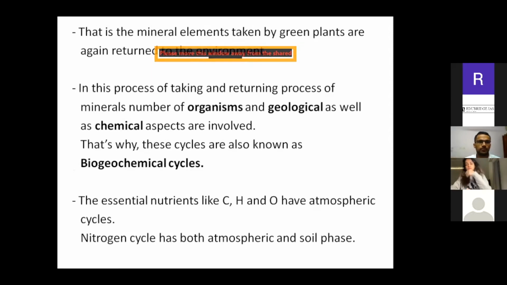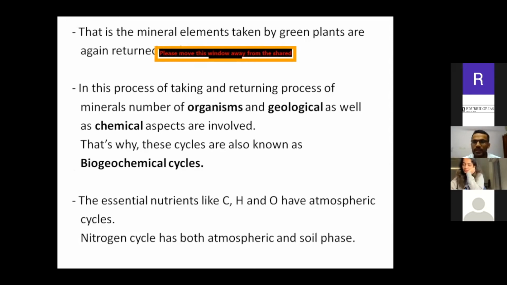Next is that the mineral elements taken by green plants are again returned to the environment. So these nutrients should be returned to the environment in order to make sure that the nutrients are refilled into the environment and they are used by next generations of biotic components.